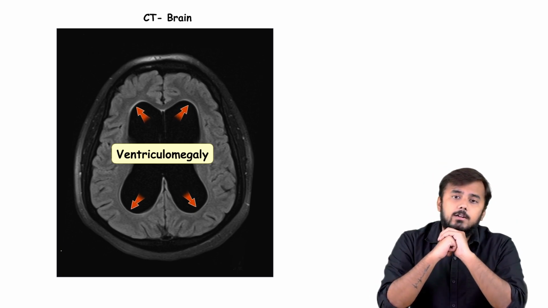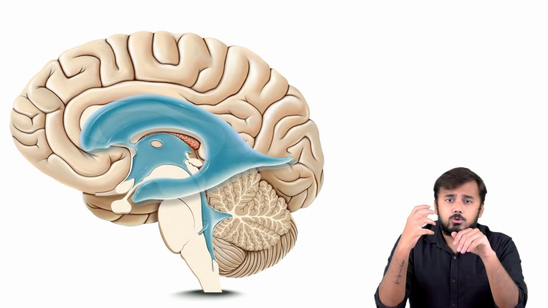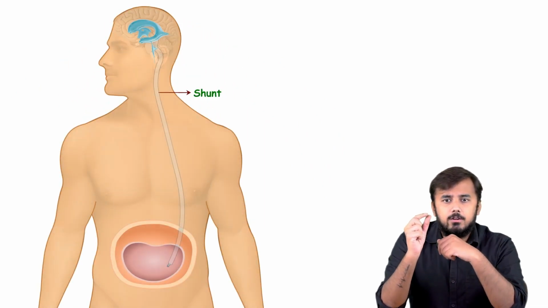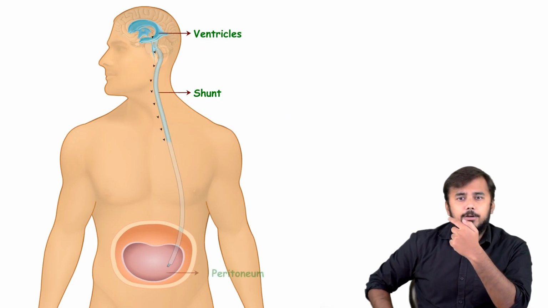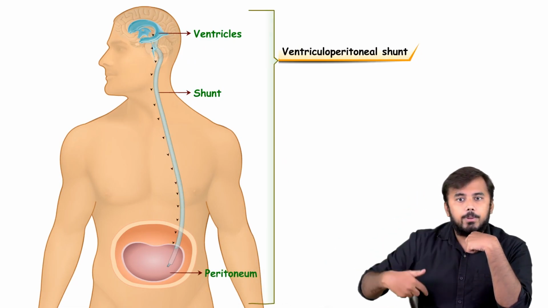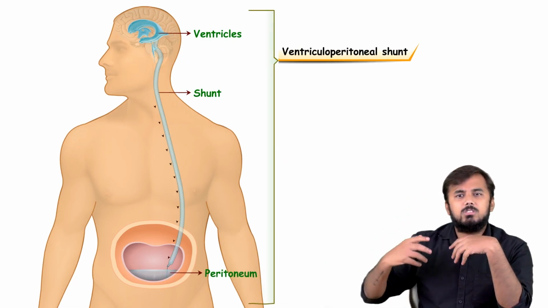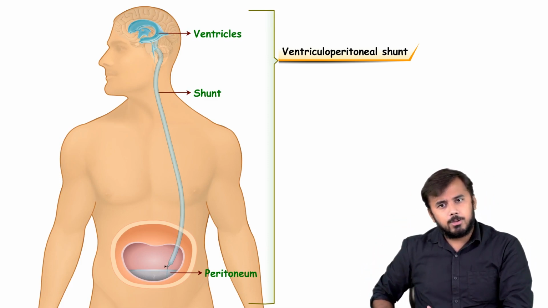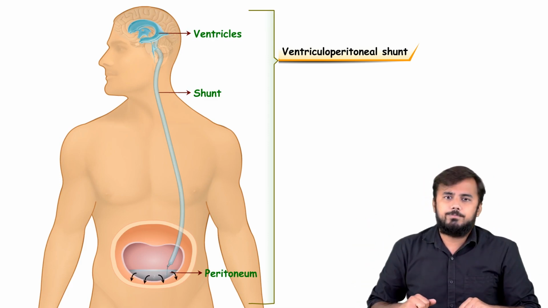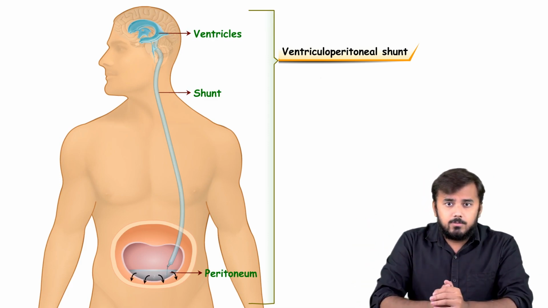Now the doctor decided to perform a surgery. In this surgery, you put a shunt in the ventricles and drain it all along into the peritoneum. This is called a ventriculoperitoneal shunt. The use is, if an excess amount of fluid is there in the ventricles, it will automatically be drained into the peritoneum, and the peritoneum will absorb it. The operation was successful and the patient was shifted to ICU.